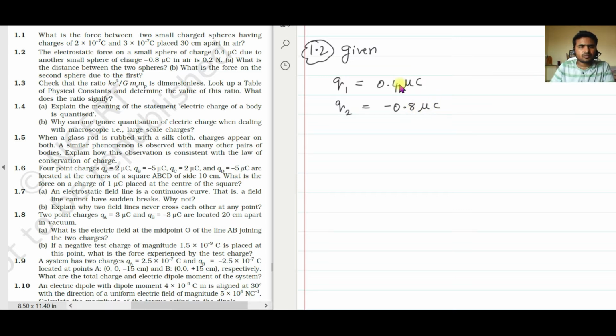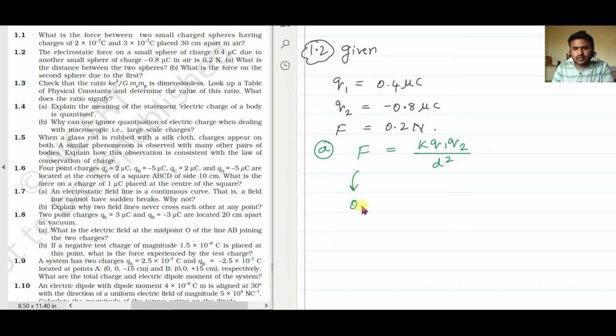Okay, so these are the two spheres, and the force between these two spheres is given by 0.2 Newton. All right, so now the first question is to find out the distance between these two spheres. Now we know that the force between two charges, and we are assuming that these two charges are kept in air medium, is given by F = k q1 q2 divided by d square.